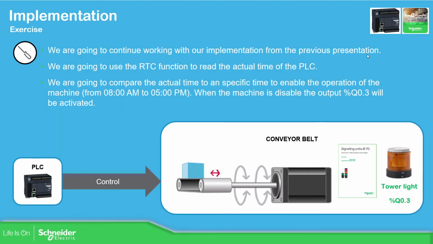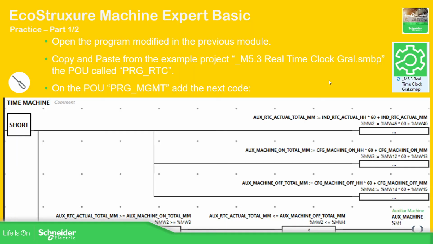I'm going to continue with the presentation here. So the idea now is to call this RTC function block, read the actual time of the PLC. What we're going to do is to make this conveyor belt work during this time from 8 a.m. to 5 p.m. When the machine is disabled, the output Q03 will be activated. So let's go to here to see the steps that we need to do.